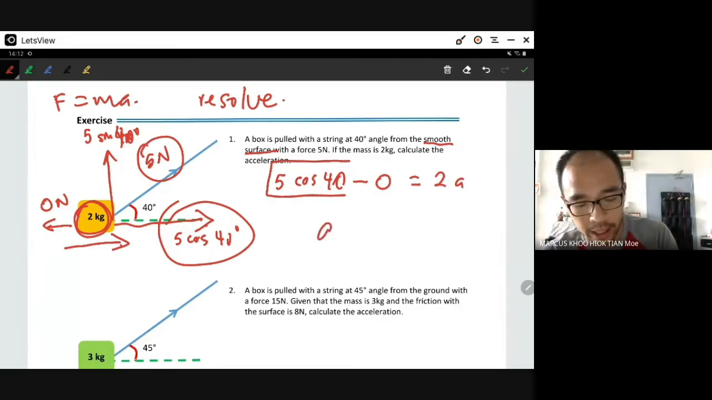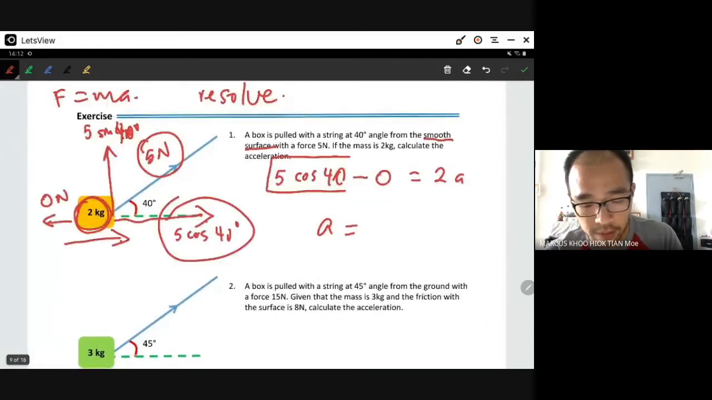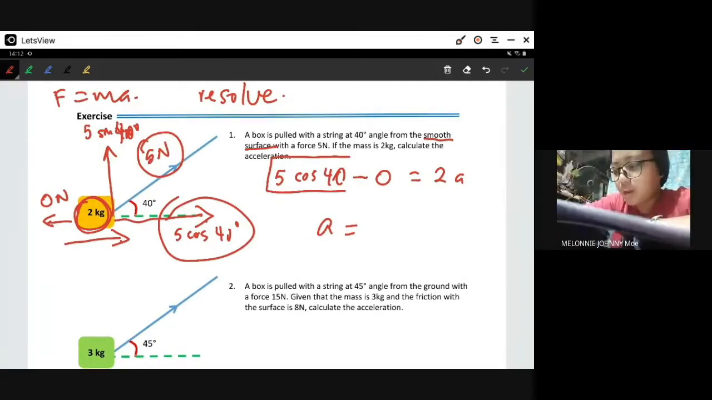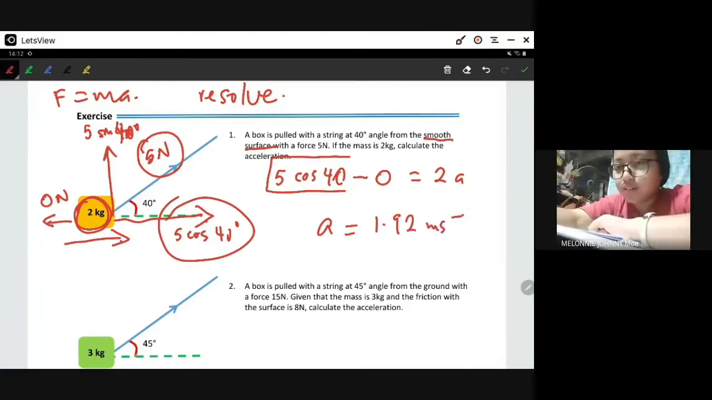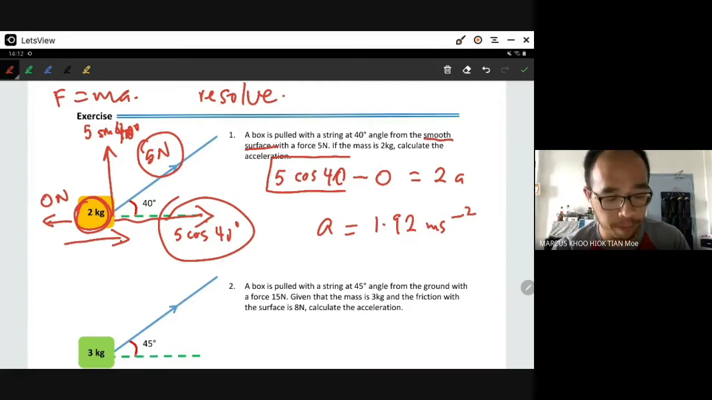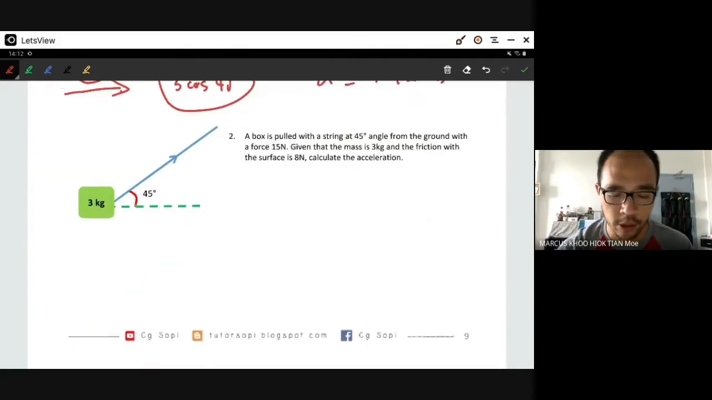So you will get a. Can somebody tell me what the answer is? 5 cos 40 divided by 2. 1.92 m/s squared. Okay, very good. So yesterday during the horrendous Wi-Fi and everything, I forgot to tell you that this is related to F equals ma. Then this morning when I was looking at this exercise, I realised I forgot to tell you. So I'm using this exercise as an opportunity to tell you.